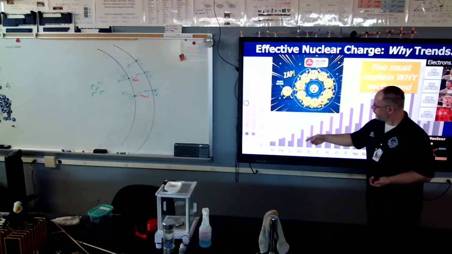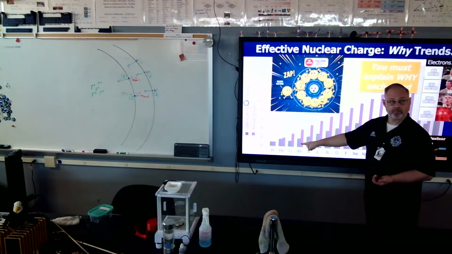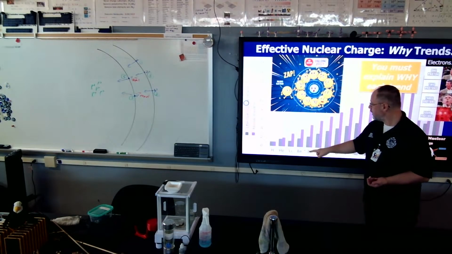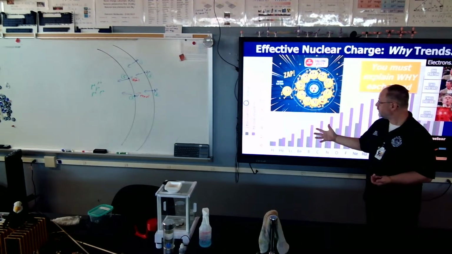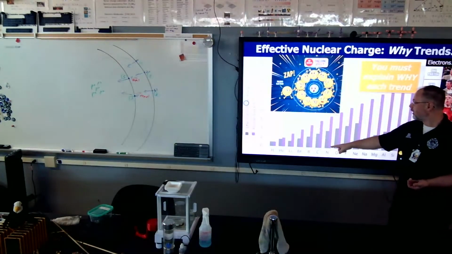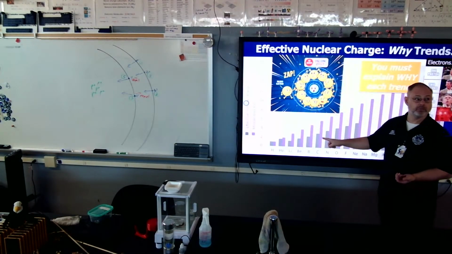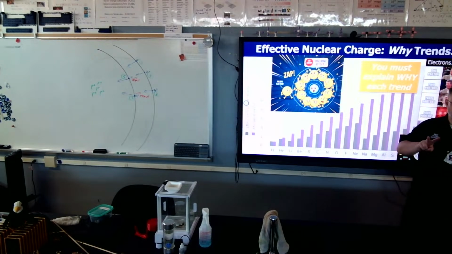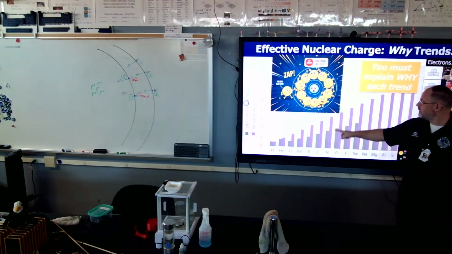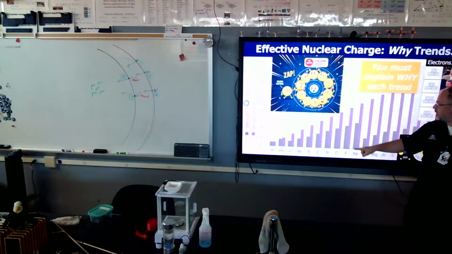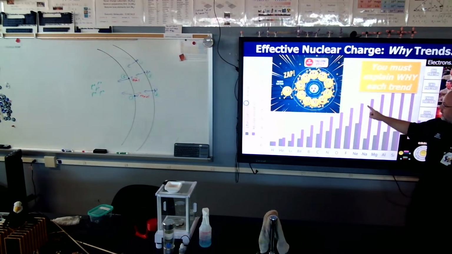So beryllium, 4 minus 2. Boron, 5 minus 2. Carbon, 6 minus 2. 2 because there's 2 in the inner shell. Nitrogen, 7 minus 2. Oxygen, 8 minus 2. Fluorine, 9 minus 2. Neon, 10 minus 2. And then we get to sodium.